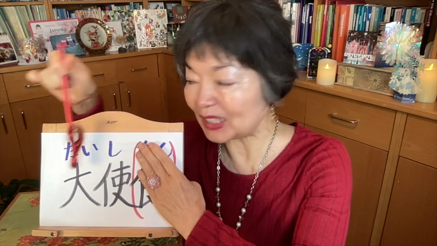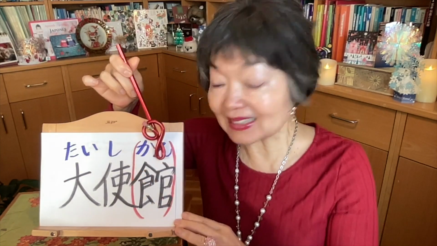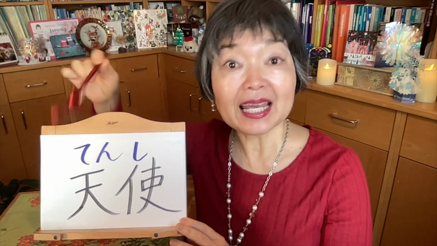Ambassador. 大使, the big 大 and 使, 大使, ambassador. And we add this 館, 大使館. This is embassy. For example, Japanese embassy 日本大使館 and the US embassy アメリカ大使館. Do you know what is this 天使? 天使, 天 this means heaven. Heaven. So 天使 this is angel.